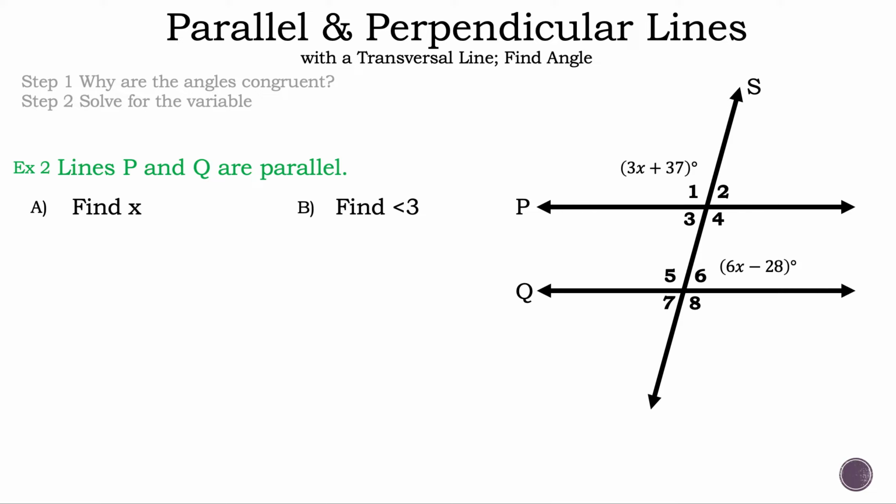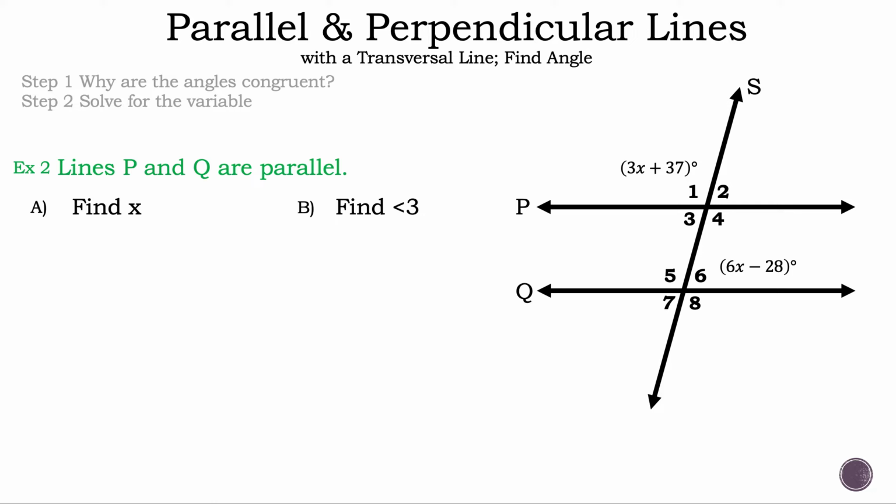Once again, it is good to read the entire question because sometimes the later parts give you information to help solve the earlier parts. Let's take a look at the image that they gave us. They gave us two measurements, angle 1, 3x plus 37, and angle 6, 6x minus 28, and they did not give us angle 3. Let's start with part A.